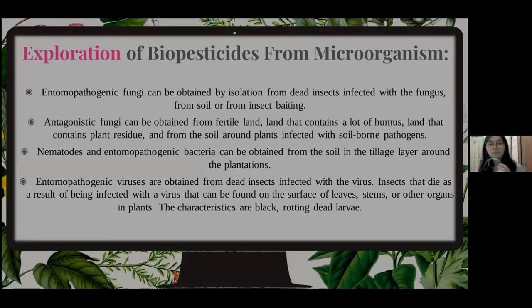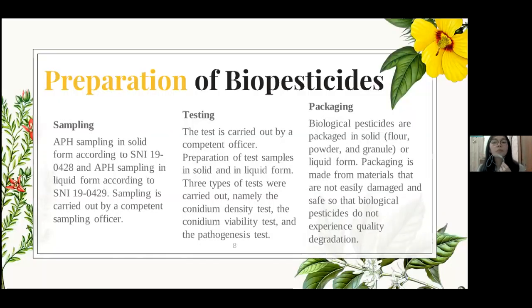Next, preparation of biopesticide. The first one, sampling. APH sampling in solid form according to SNI 19042 and APH sampling in liquid form according to SNI 190429. Sampling is carried out by a competent sampling officer. Testing. The test is carried out by a competent officer.